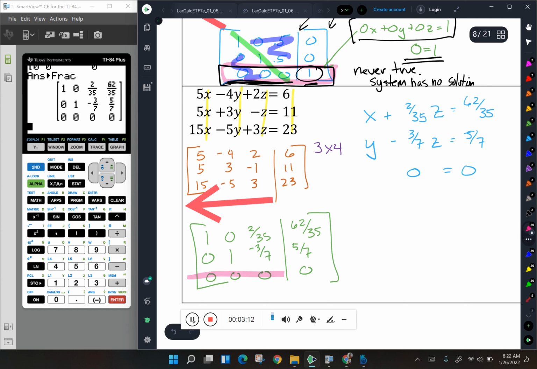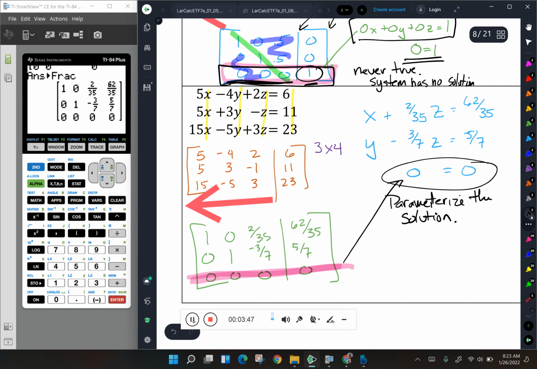Now this third row being all zeros actually isn't a bad thing. It just simply means that when we look at what it translates into, that we have, what do we call this? Oh yeah, this is one of those systems with lots of answers. So it's a dependent system with infinitely many solutions, or we have to parameterize the solution. All right? So that row of zeros is actually a good thing.